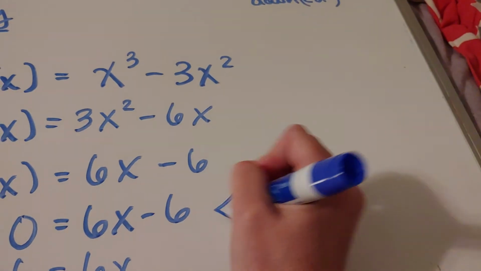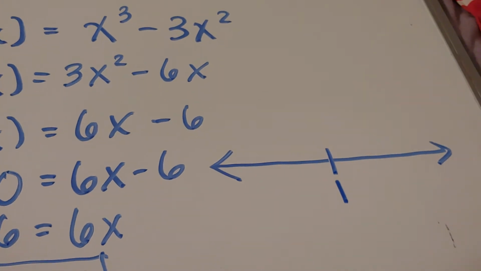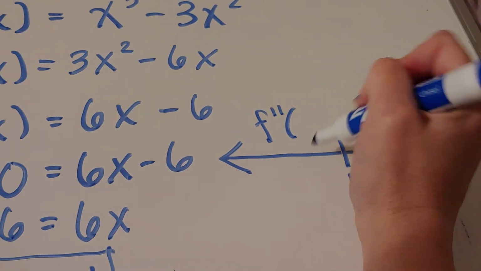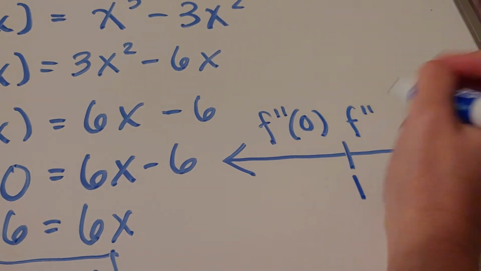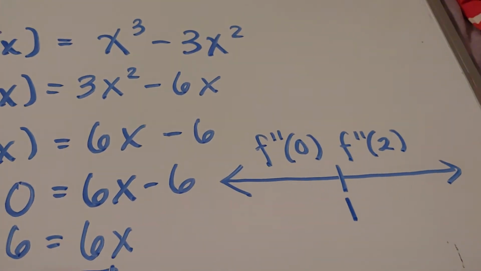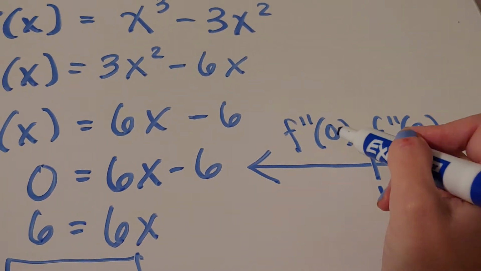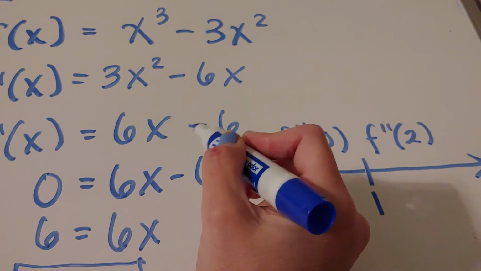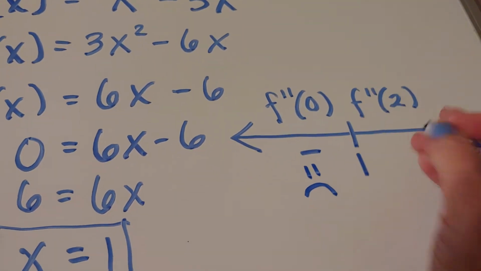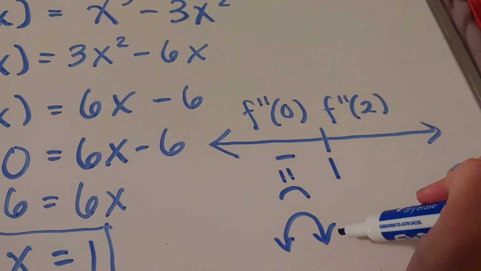So what I'm going to do now is plot only that spot, which is 1, and choose any point that lives to the left of 1, like 0, and any point that lives to the right of 1, like 2, and plug that into the second derivative. What I'm looking for is positives or negatives. If I plug in 0 into the second derivative, I get 0 minus 6, which is negative. When you're negative, you're sad, and if you're sad, you're concave down. So negative refers to concave down.